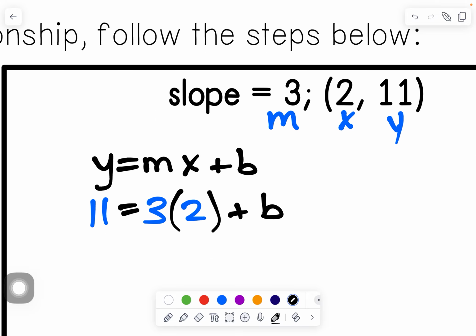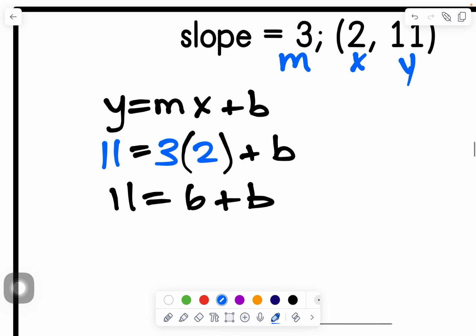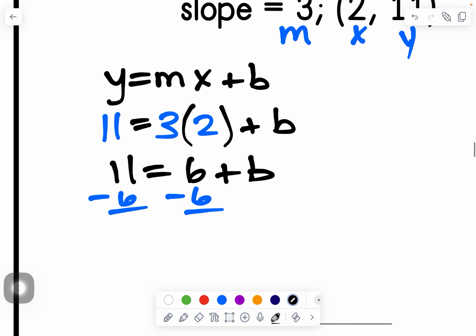Now I want to solve this equation for b. So, steps to solve an equation. Combine like terms here, so 3 times 2 is 6. So I have 11 equals 6 plus b. And then if I want to get the b by itself, I'm going to have to subtract the 6 from both sides because it's a positive 6. And I find out that my b value is 5.